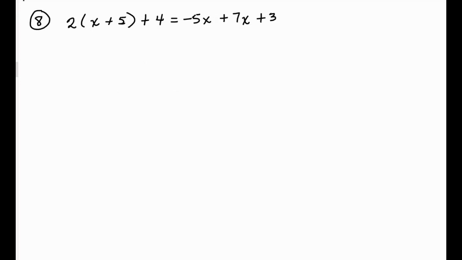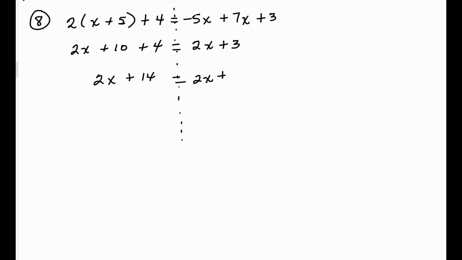Okay, see here with problem 8, it's getting a little bit longer. What you need to be sure that you do first is to simplify each side of the equal sign. So on the left-hand side, I'm going to distribute and then combine my like terms. On the right-hand side, I don't have anything to distribute, so I'm just going to go ahead and combine my like terms. Now, you see that I have a variable and a constant on each side of the equal sign.